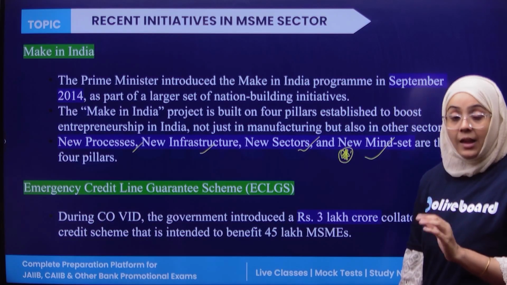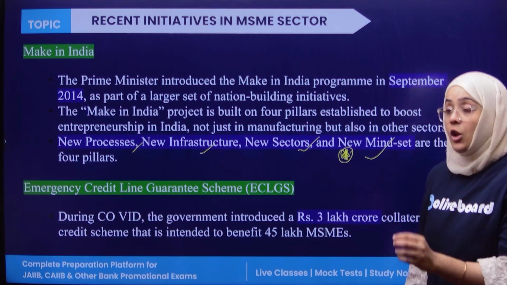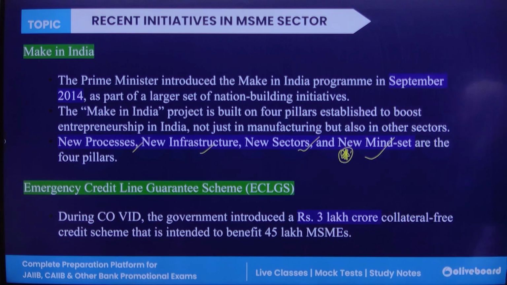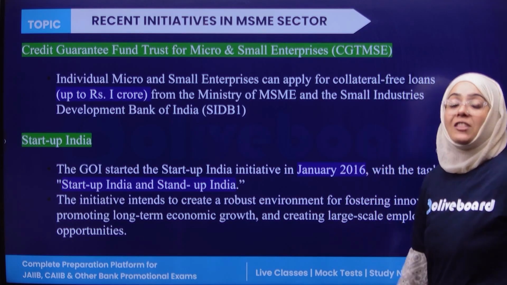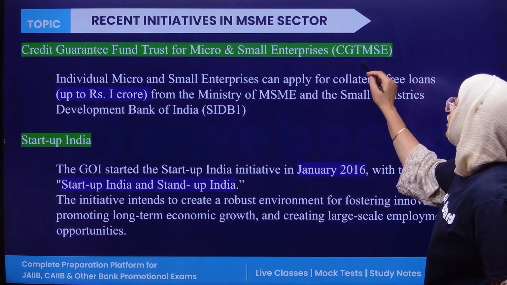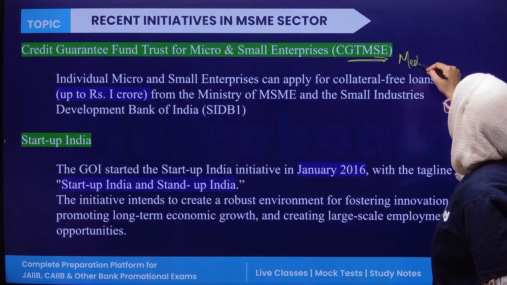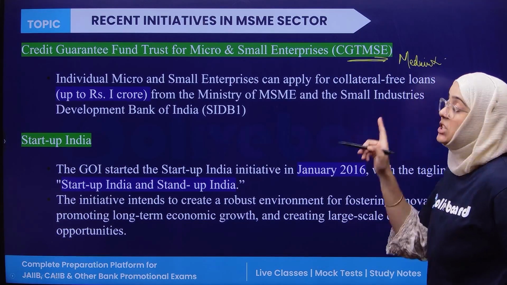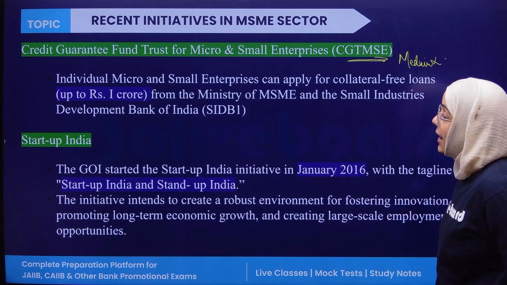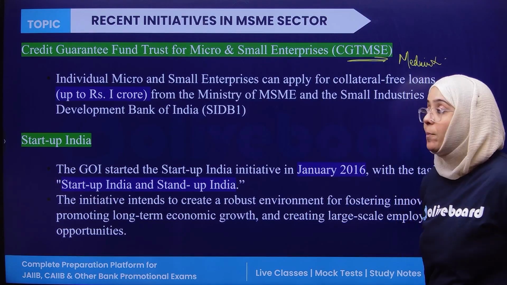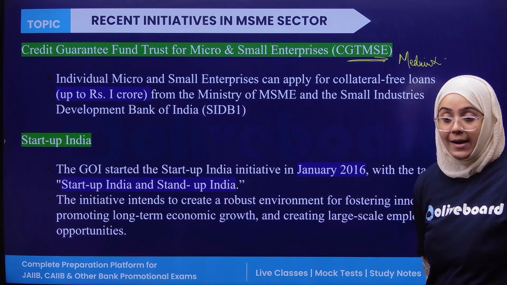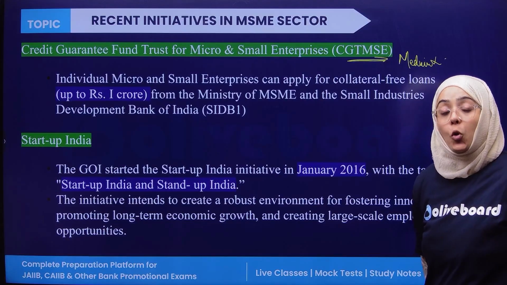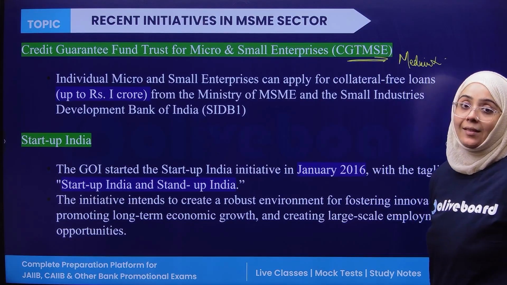Next, the Emergency Credit Line Guarantee Scheme, ECLGS. This was introduced during COVID time to give credit support, especially to micro, small, and medium enterprises. Next, there was the Credit Guarantee Fund Trust for Micro and Small Enterprises. Very important thing to note: medium is not included in this CGTMSE. So this is again for providing credit support of rupees 1 crore, and that too as a collateral free loan, right? And this is available only to micro and small enterprises.